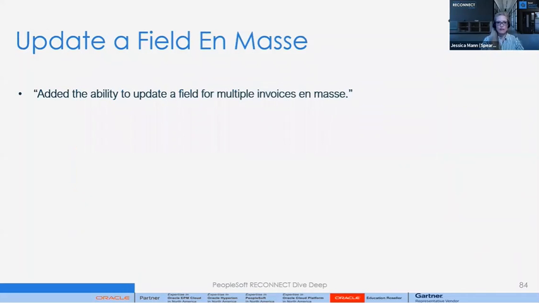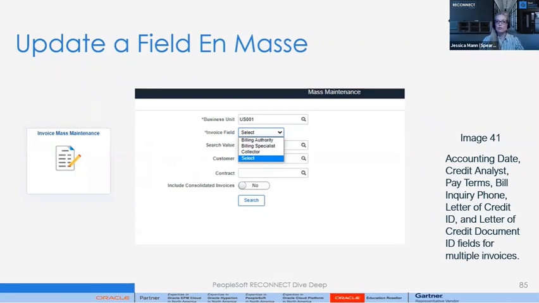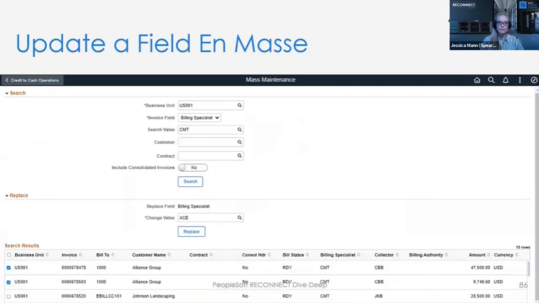I think I'm almost done here, guys. Let's see. In image 32, we have the ability to update a field for multiple invoices in mass. Starting in image 32, there were just a few fields available. You get here by clicking on the fluid invoice mass maintenance tile, and for multiple invoices, we can update billing authority, billing specialist, collector, and then in image 41, they have expanded it and increased the number of fields that you can update in mass.